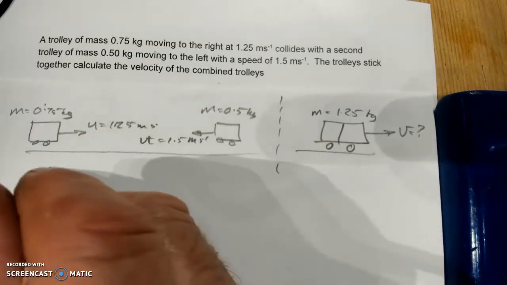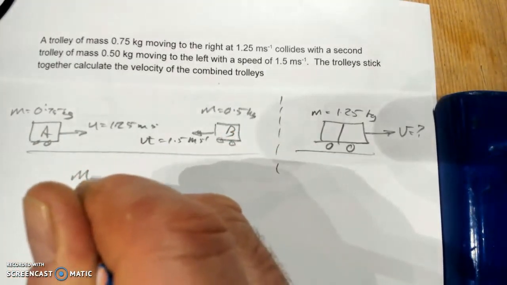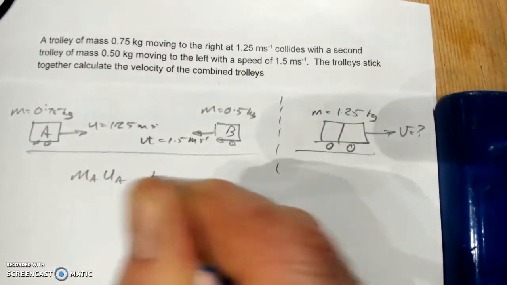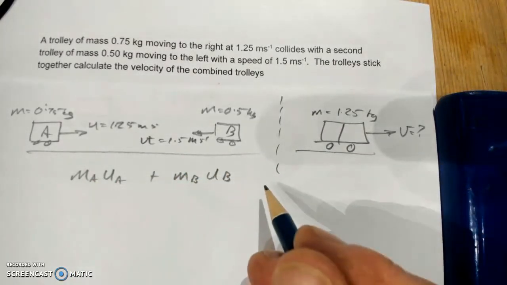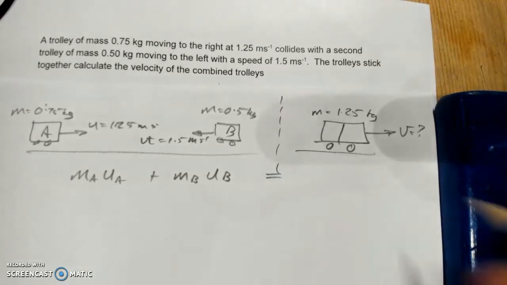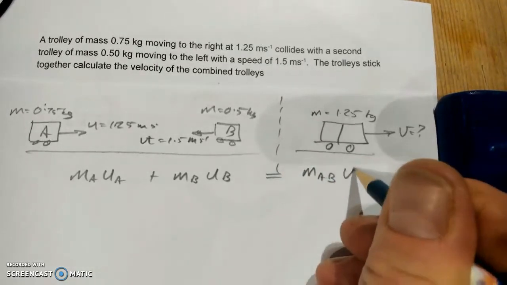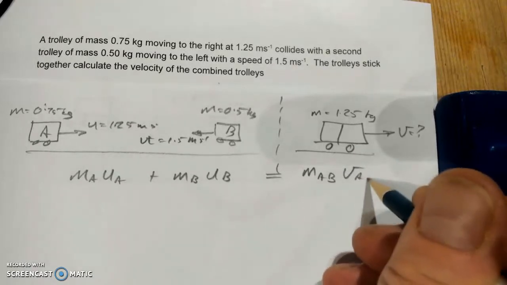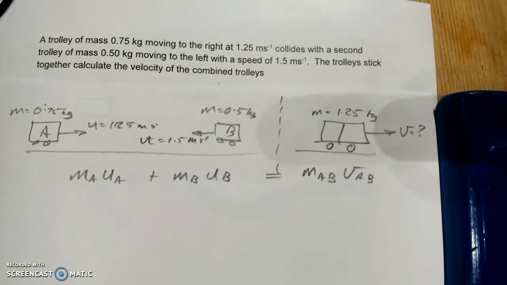So the next thing is to put in, if we call that A and that B, then we've got mass of A times initial speed of A plus mass of B times initial speed of B. That's the total momentum before. And we know that that equals the total momentum, which is mass of A and B combined, times the final speed of the two combined. So that's what we're trying to find, final velocity of the two combined.